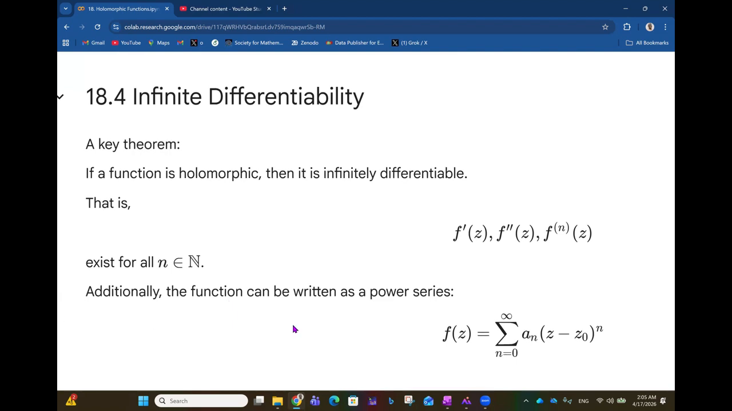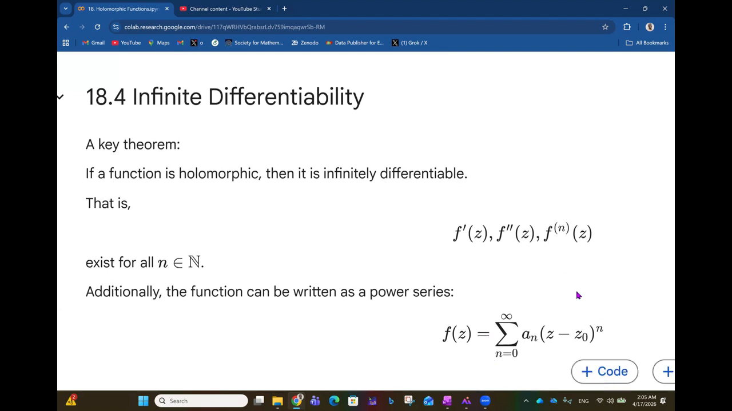Additionally, the function can be written as a power series, which is f of z equals the summation from n equals 0 to infinity of a sub n times z minus z naught raised to power n. Don't mind me, I keep saying z, z, and all that. It's a mixture of British and American English together.